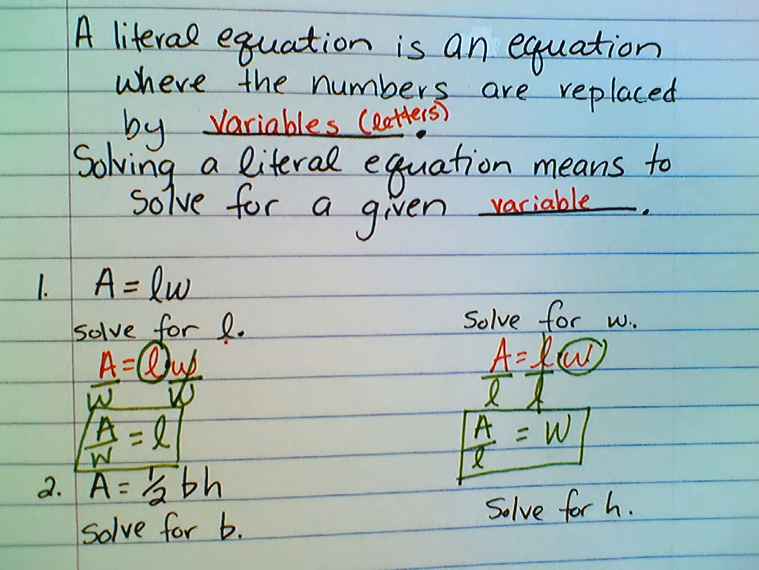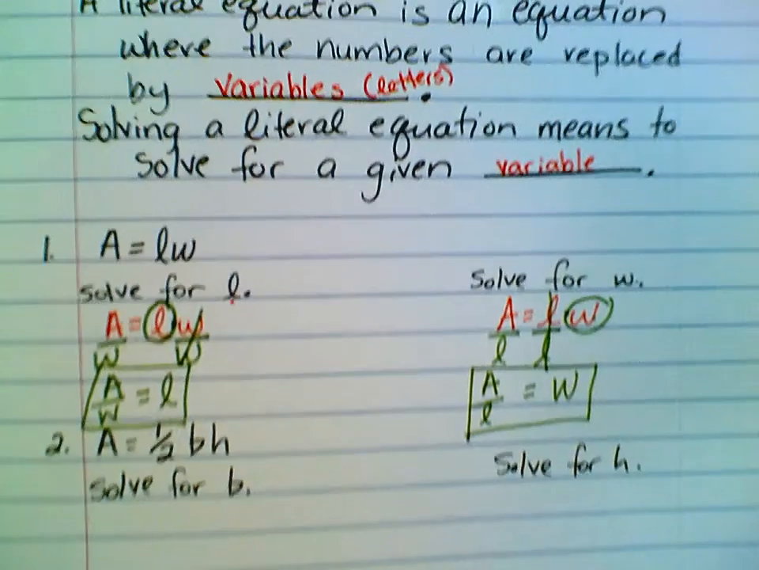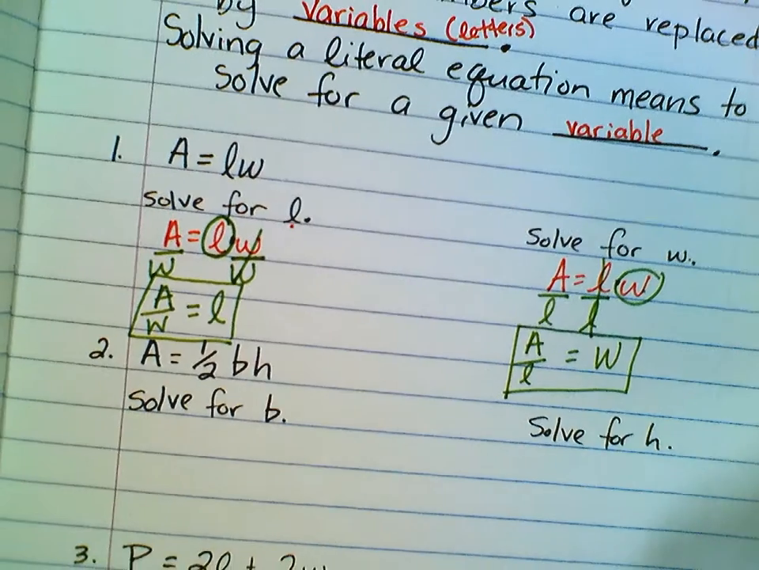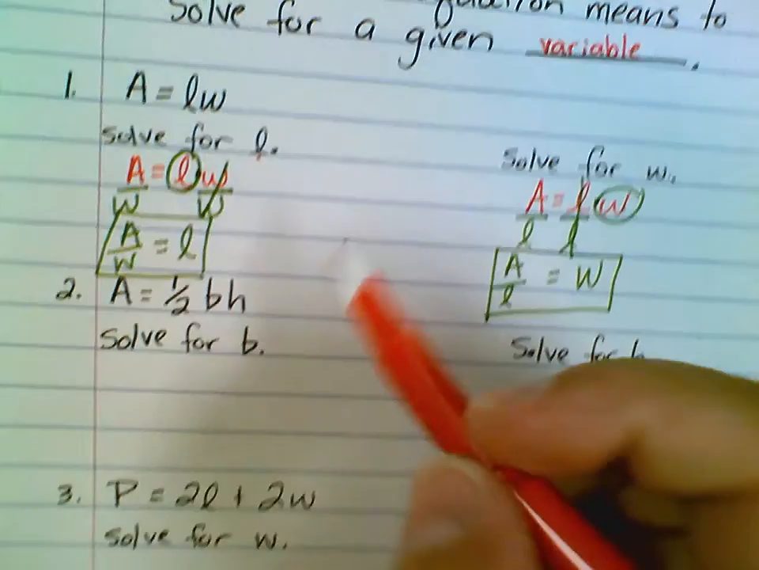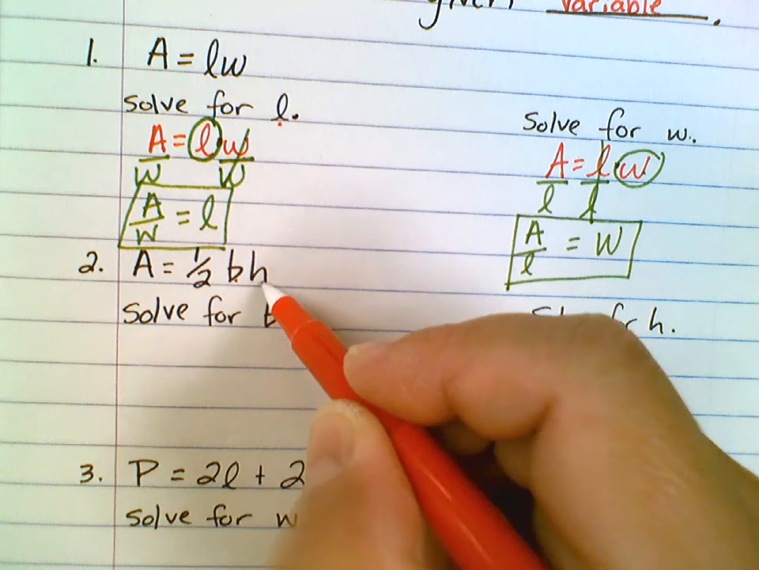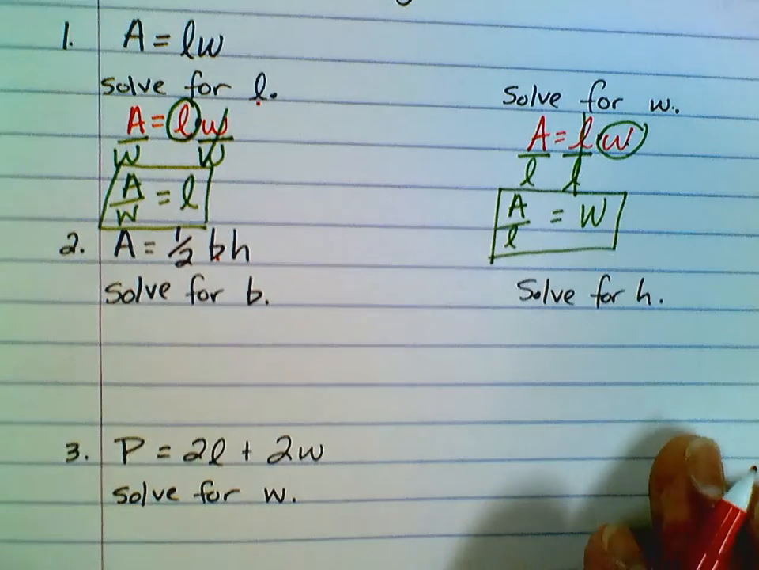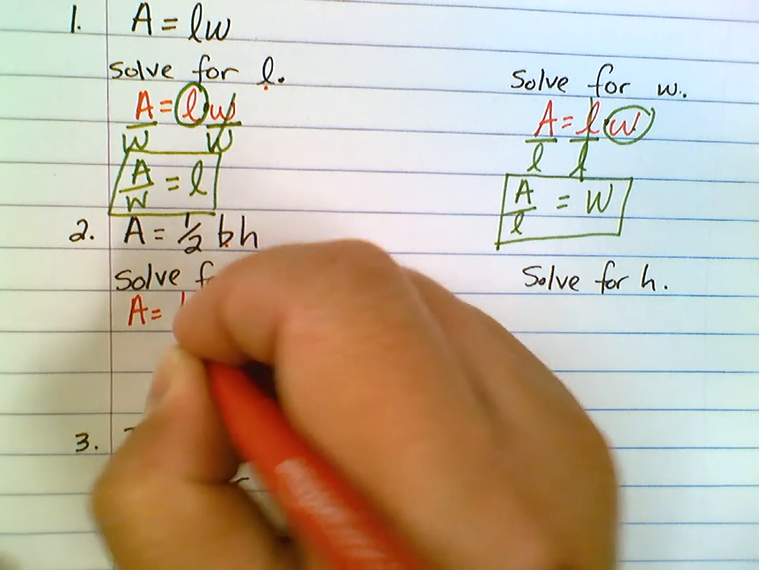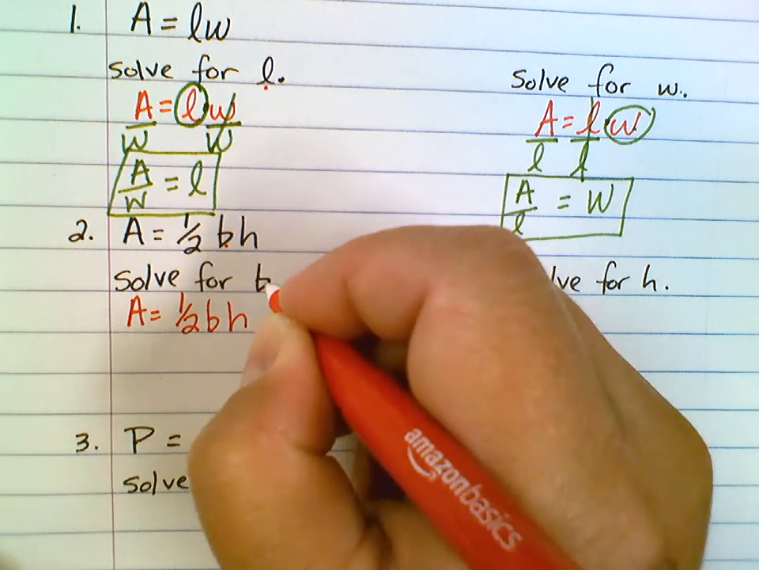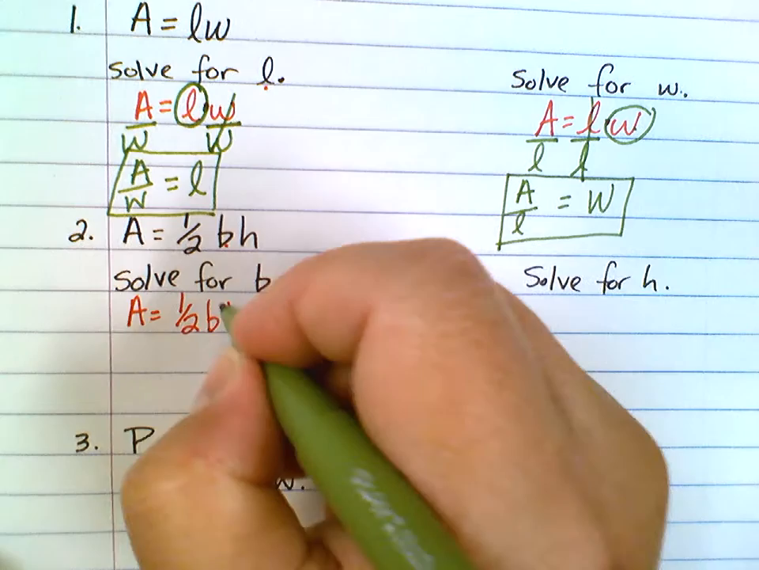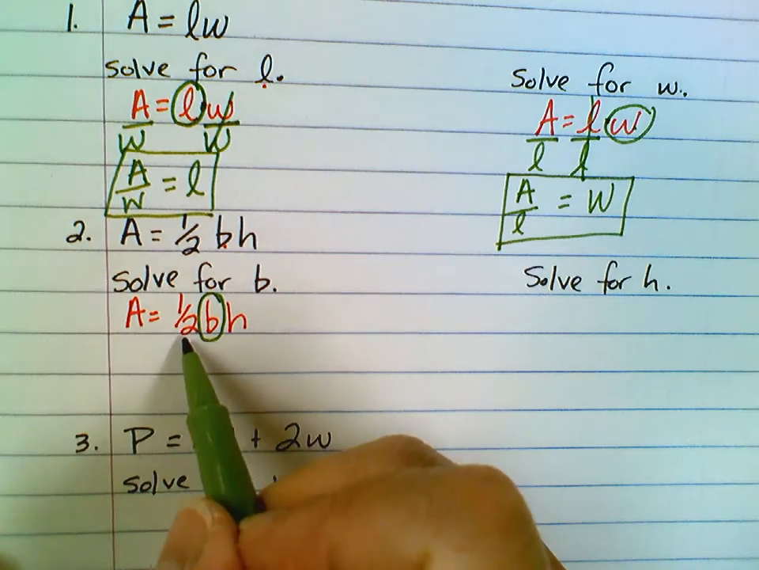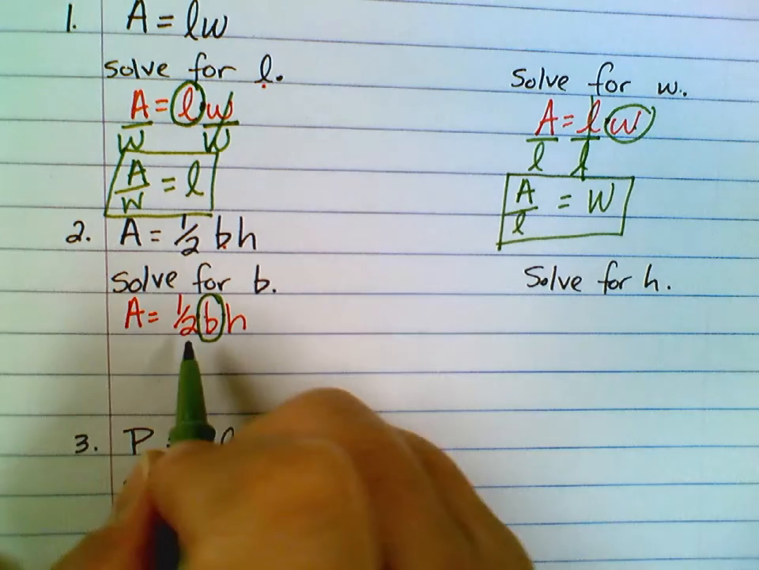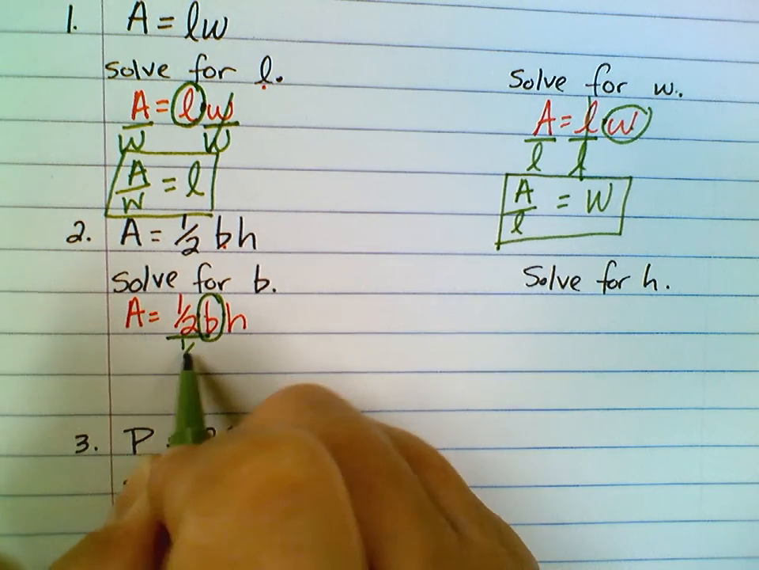Number 2, we are solving for B. This is the area of a triangle. 1/2 times base times height, you might remember. And so we are now solving this formula for B right here. So I'm circling my B. I need to get rid of the 1/2 and the H. And when they're all side by side, that's multiplication. So I am dividing by 1/2.